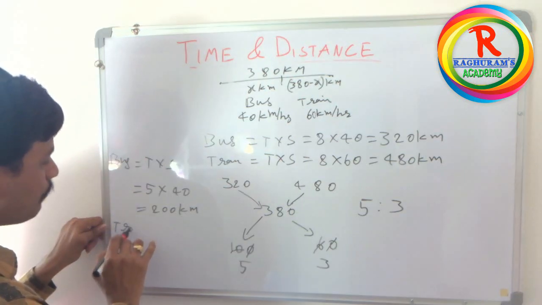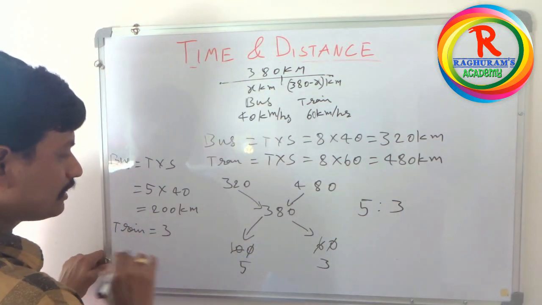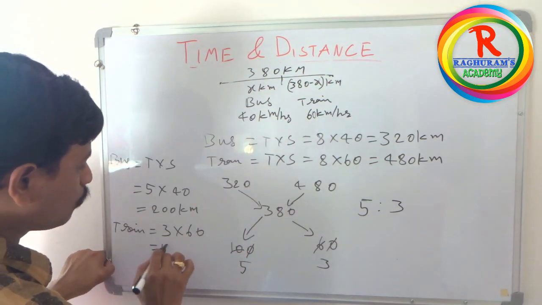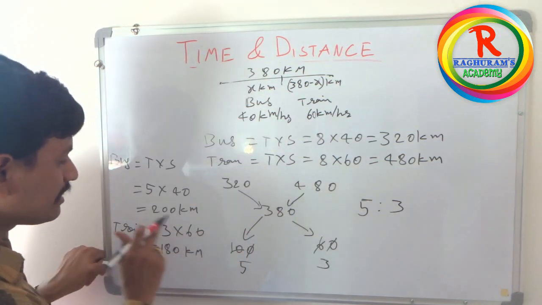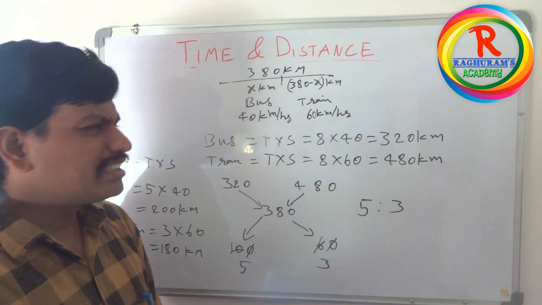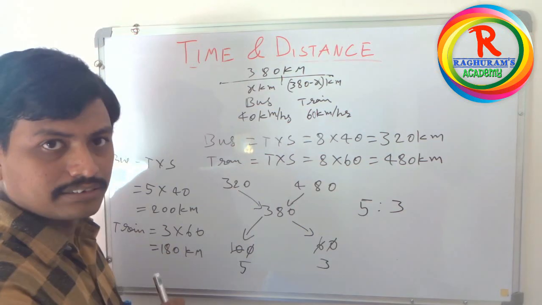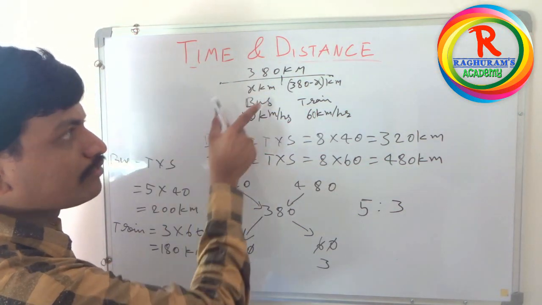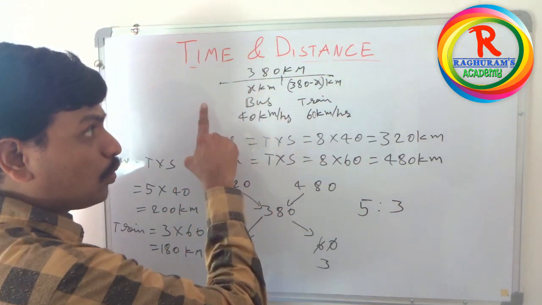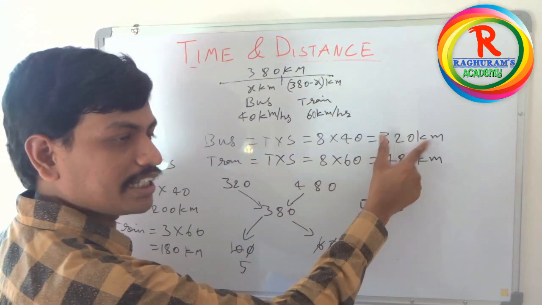In the same way, there is no need for train, but I am finding train also. So 3 hours into speed 60 is 180 kilometers. This is not required, but if they ask for both bus and train, you can calculate like this. So this is the easiest way. I'll explain this problem again. Total 380 kilometers. We don't take x kilometers and 380 minus x, that's completely confusing. So what do we take? Total time is 8 hours. If the total time is traveled by bus, how many kilometers? 320 kilometers.